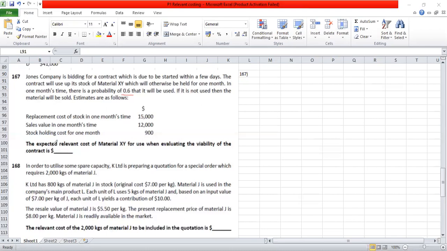We are asked to find out the expected relevant cost. The question says the contract will use up its stock of material XY, which will otherwise be held for 1 month. In 1 month's time, there is a probability of 0.6 that it will be used. So the chance of material to be used is 60%, 0.6 is 60%. Then what is the chance that it will not be used? The remaining part of it. If out of 100%, 60% is used, 40% it will not be used. So the sum total of all the alternatives should always be equal to 100% or 1.